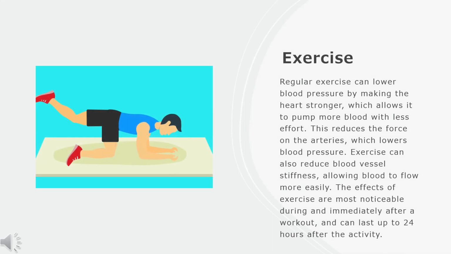Exercise can lower blood pressure by making the heart stronger, which allows it to pump more blood with less effort. This reduces the force on the arteries, which lowers blood pressure. The effects of exercise can last up to 24 hours after the activity, which is called post-exercise hypotension. Regular exercise may ensure a 5 mm of mercury decrease in blood pressure.